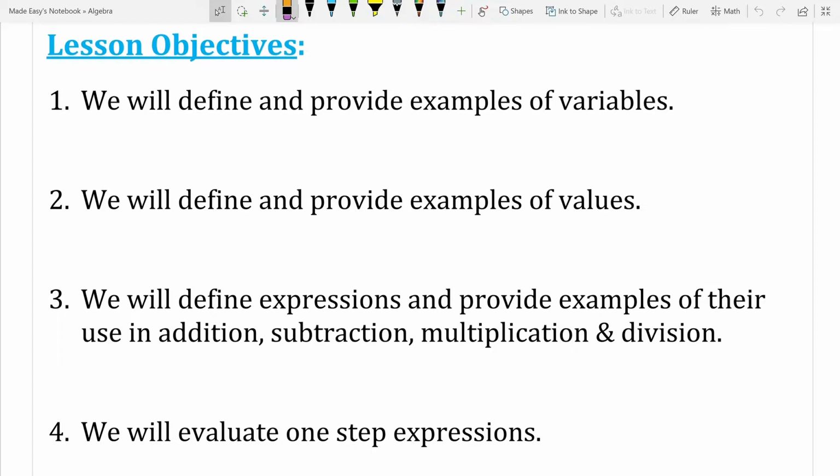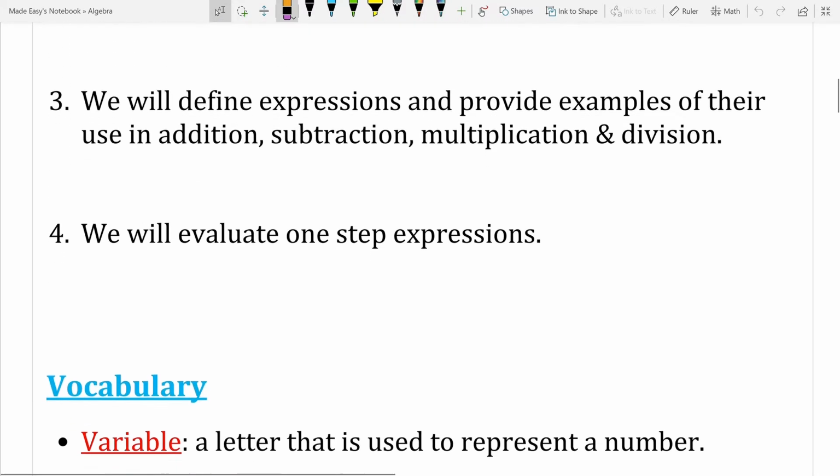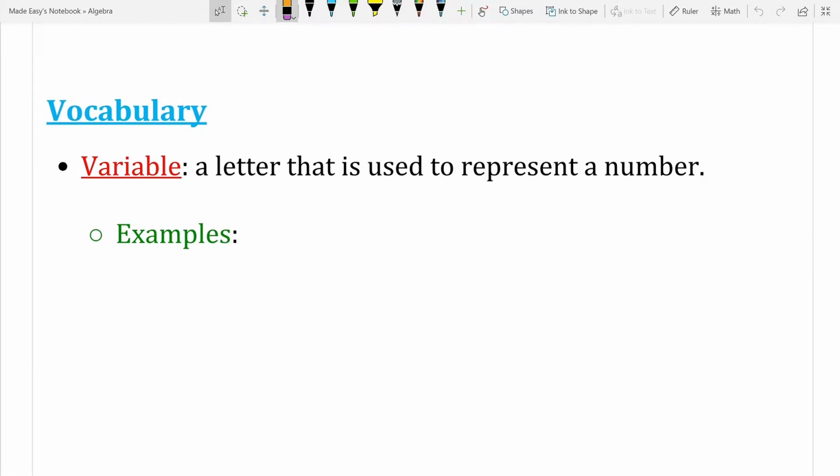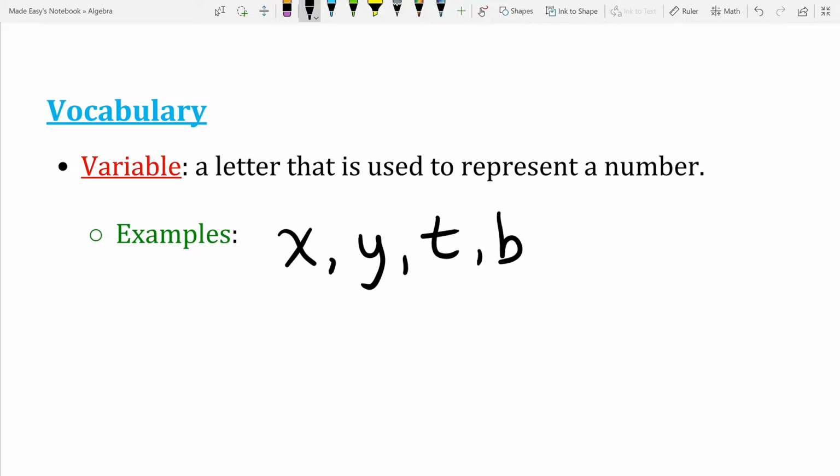Let's begin by discussing some vocabulary. First, what is a variable? A variable is a letter that is used to represent a number. Variables could include x, y, t, b. You could even use the Greek letter alpha. The key is a variable is a letter, or you could think of it as a symbol that is used to represent a number.